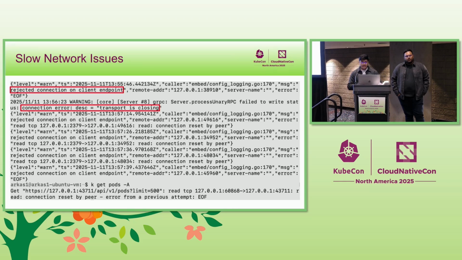The next issue is the slow network issue. So in case your cluster is having a huge network latency and the network slowness is too much, you will be seeing errors like rejected connection on client endpoint or connection error. And this basically means that the etcd members are not able to communicate within themselves, or the API server is not able to communicate with the etcd.